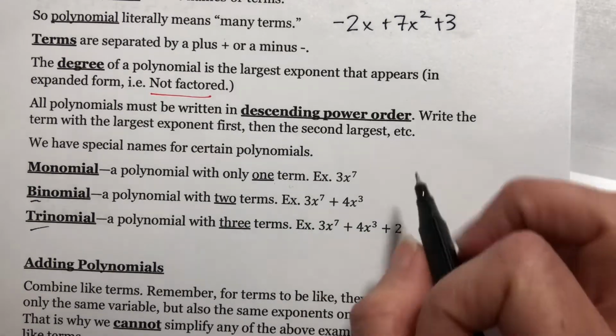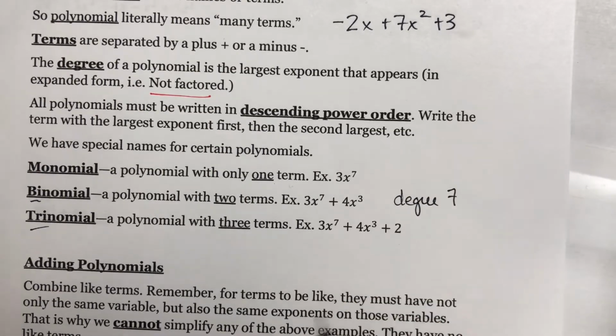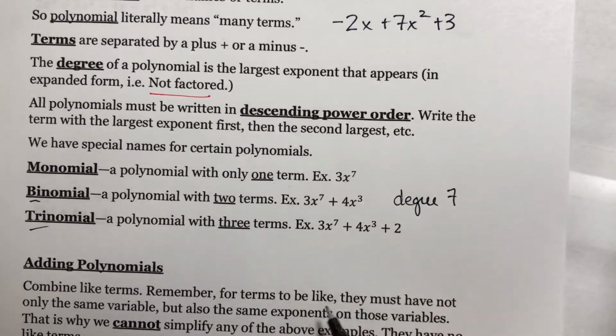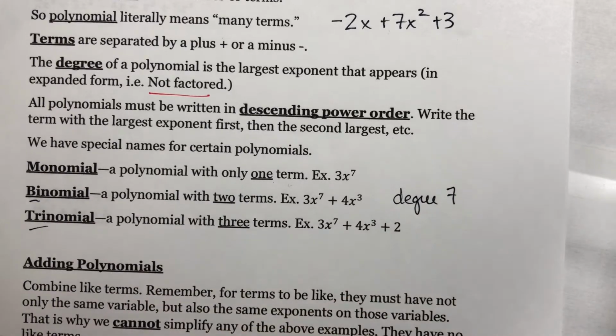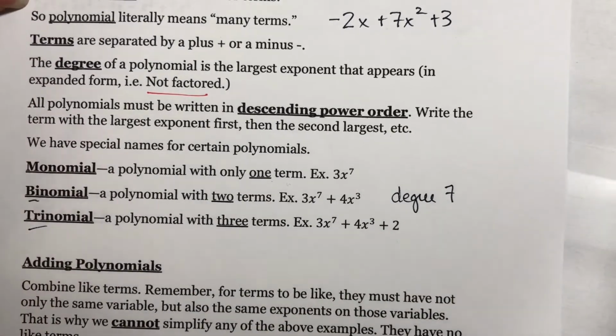The degree of all of these is 7, because that's the largest exponent that appears in any of these. Now after a trinomial, we don't have special names for them. So those are our vocabulary.